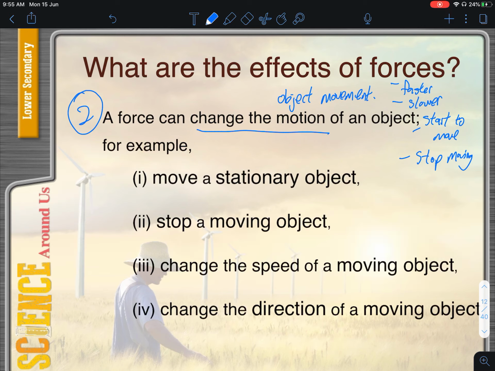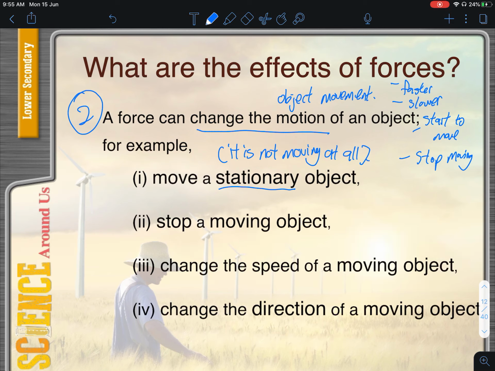So when we say stationary, the meaning of stationary means it is not moving at the start. It is not moving at all. So when we say move a stationary object, it means that we are actually moving something that is not moving initially. That means like let's say you have your water bottle on the table, it is stationary, it's not moving. But when you push it, right, the water bottle will actually move from its original position.